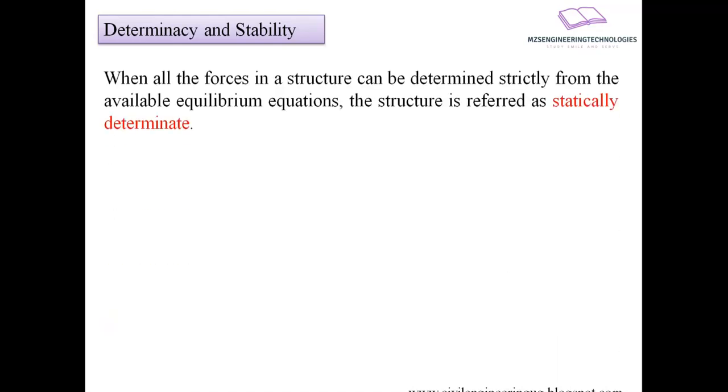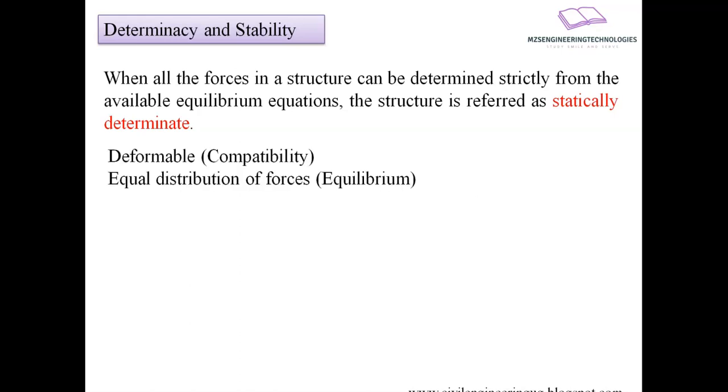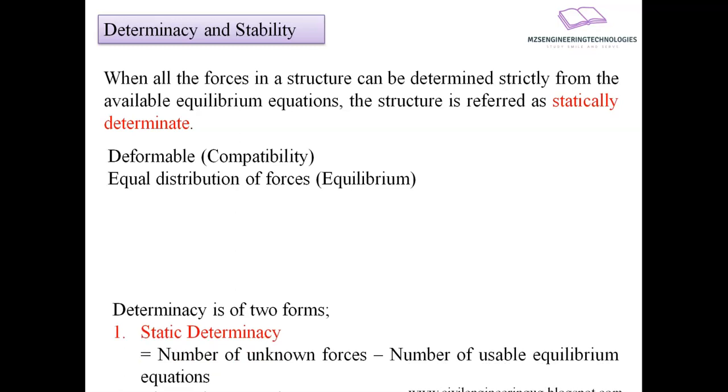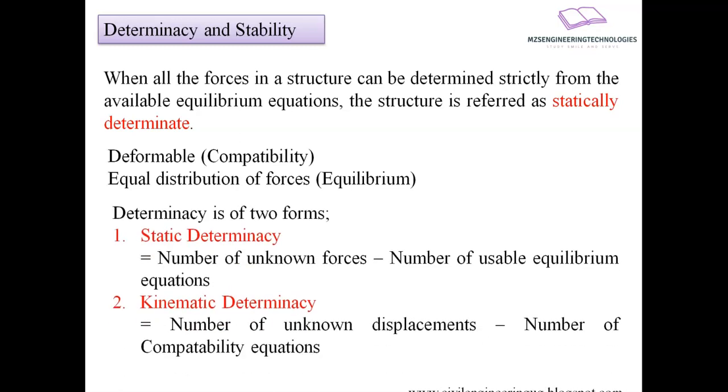To talk about determinacy, we can say when all the forces in a structure can be determined strictly from the available equilibrium equations, then the structure is referred to as a statically determinate one. Statical determinacy can be viewed in two forms: with the help of deformation capabilities, meaning the compatibility conditions, and the second one, equal distribution of the forces, that is, the equilibrium state. Based on this, determinacy is classified into two forms.